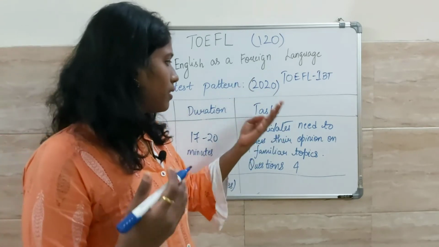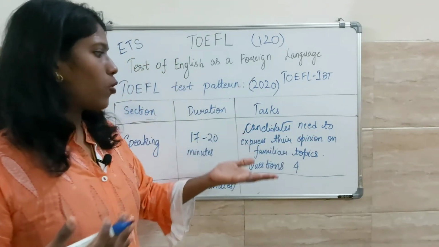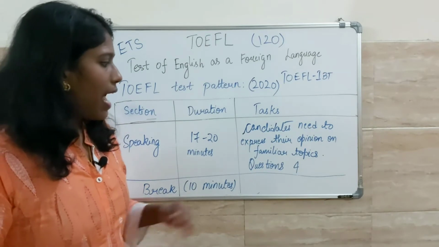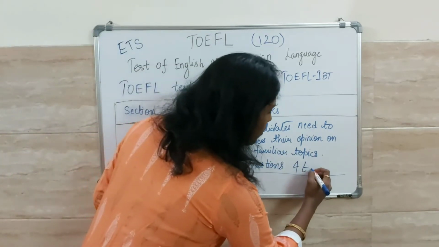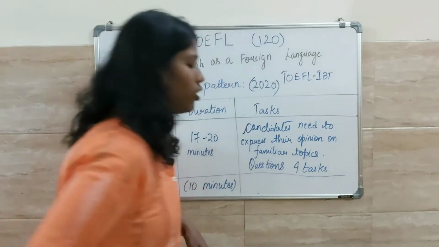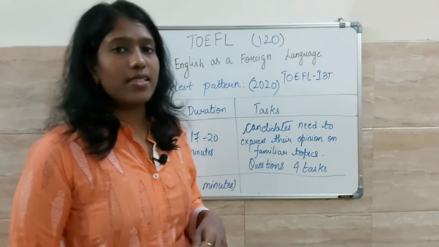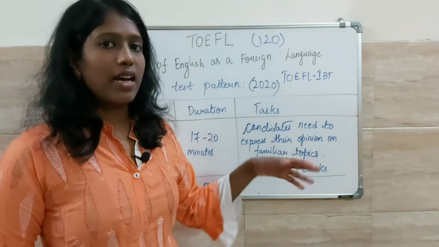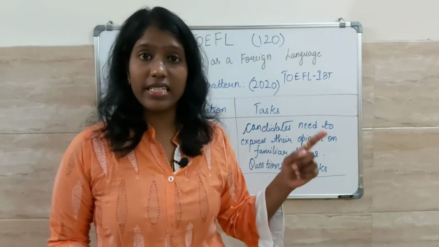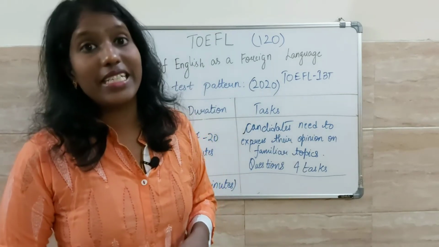So candidates need to express their opinion on familiar topics, and the number of tasks that you need to do here are 4 tasks, okay? So in the new version you will have to do 4 tasks. In that, one is independent, okay? So 1 task out of 4 tasks is independent, and the other 3 tasks are integrated.